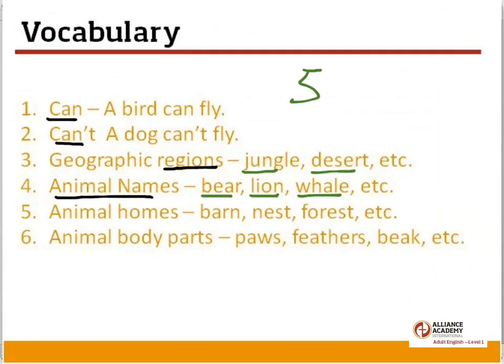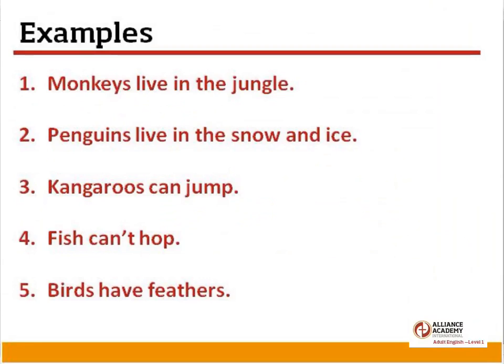Remember, we are now in Module 5. We'll also talk about animal homes, where they live. Okay? So you'll need to know words like barn, nest, forest, etc. We'll also need to know body parts of an animal. So we'll be talking about paws, feathers, the beak, etc. So that's really important that you come to class ready knowing these words.